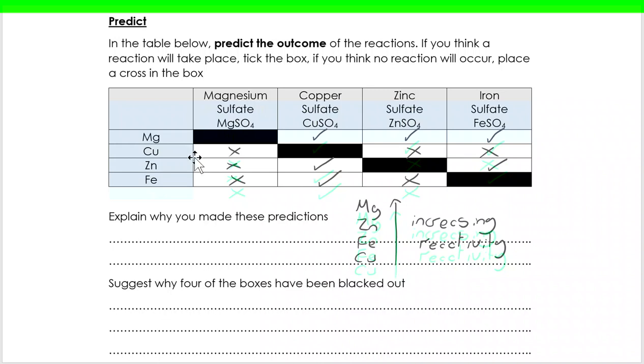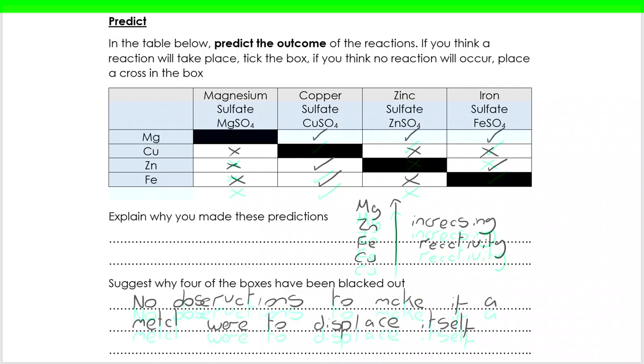And then why did we not do magnesium with magnesium sulfate, copper with copper sulfate, etc.? And it is really straightforward. Why would I try to displace copper with copper or magnesium with magnesium? There wouldn't be any observations if a metal were to displace itself. We're not actually getting an overall chemical change.